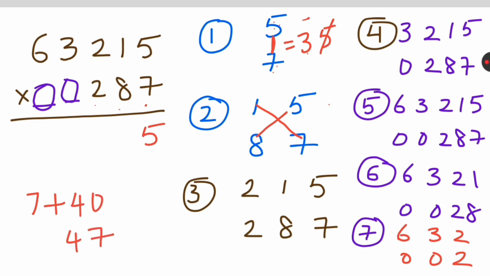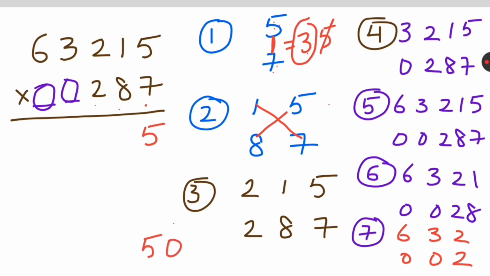And before we have a 3, so let's add this 3 to 47, then you will get 50. So from 50, only 0 take it, and remaining 5 is the carry. And let's go for the third step.